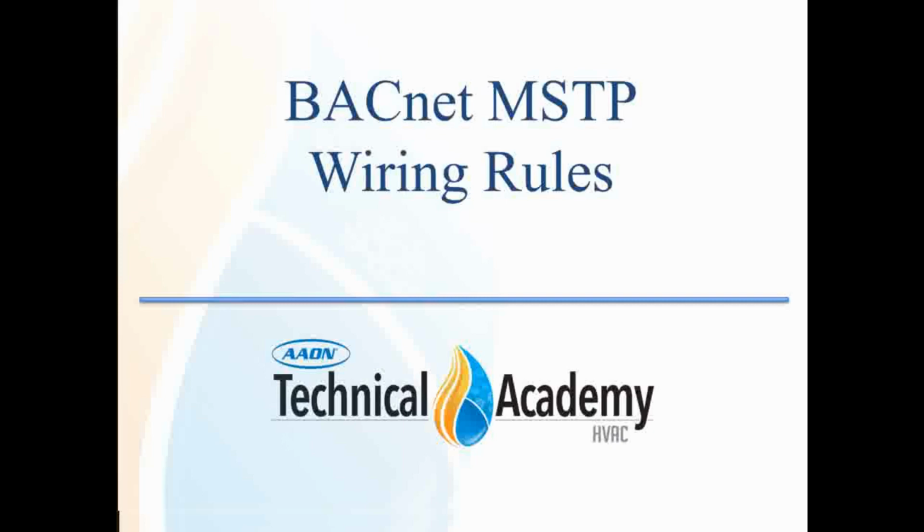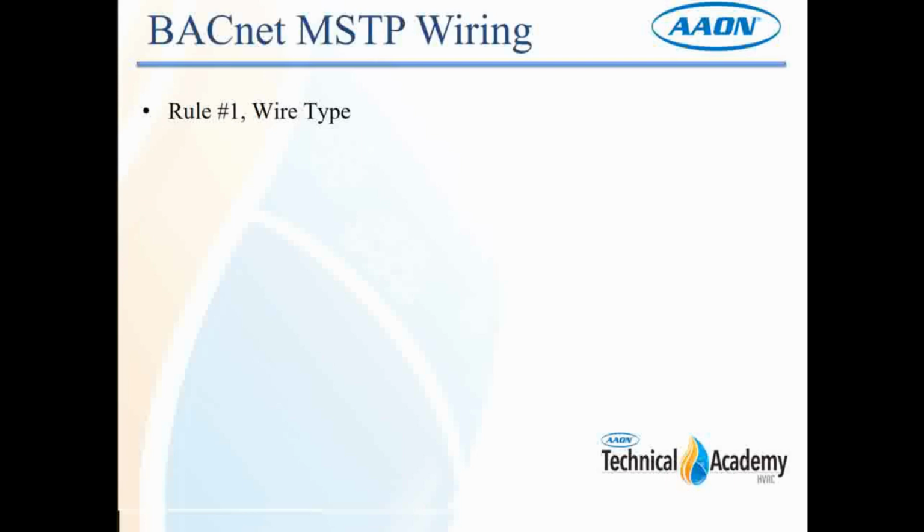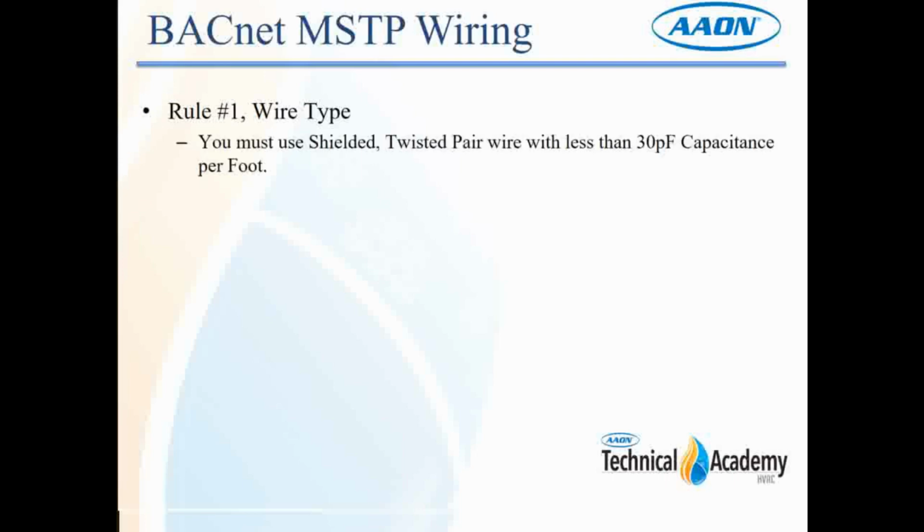So to continue on, we need to talk about some of the rules having to do with MSTP BACnet wiring. First rule I like to think of is the wire type. You've got to use shielded twisted pair wire with less than 30 picofarad capacitance per foot. All paired wires or all cables with multiple conductors will have a capacitance reading because all a capacitor is, is two conductors separated by an insulator. Anytime you have that, you have capacitance. So what we need is shielded twisted pair wire with less than 30 picofarad of capacitance per foot.